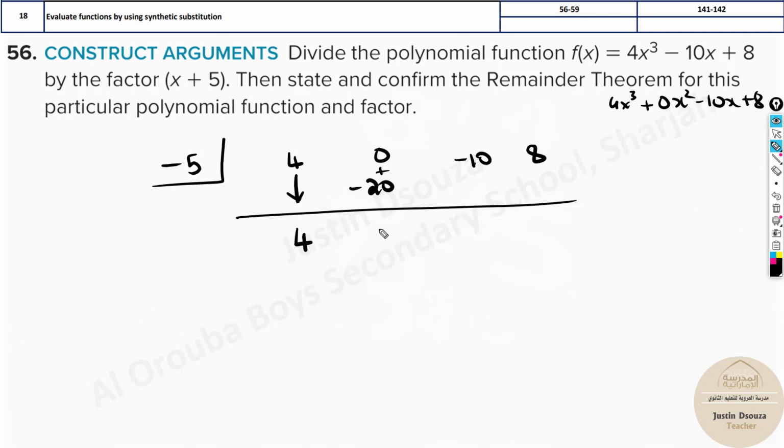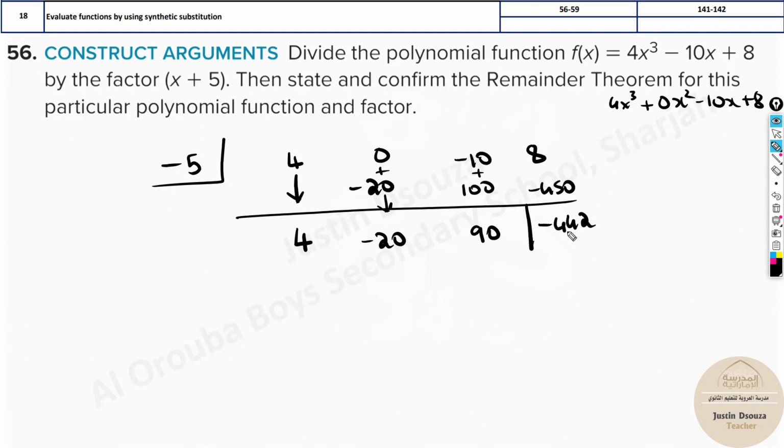Now add this up and write it down again. Minus 20 over here, minus 20 times 5 is positive 100. Add this up, it will be 90. And now multiply 90 times 5. 9 5s are 45. It will be minus 450. And what happens when you subtract? It will be minus 442.